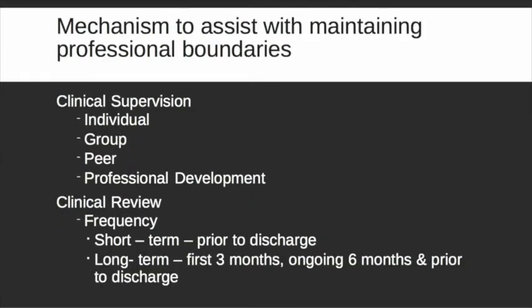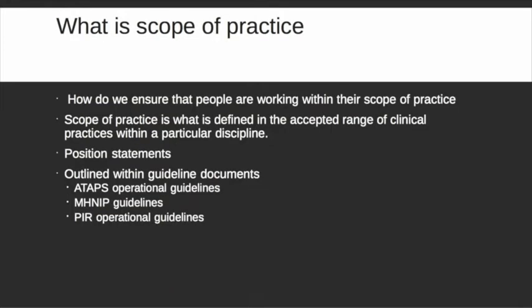So mechanisms to assist in maintaining professional boundaries. When looking at scope of practice, how to ensure that people are working within their accepted range of clinical practices within their particular discipline is important to review. Position descriptions are very helpful to guide us if you're in an employed position. Guideline documents also help us with our scope of practice and knowing the boundaries of what we need to work within. So operational guidelines for ATAPs, MNIP and Partners in Recovery are examples of those.